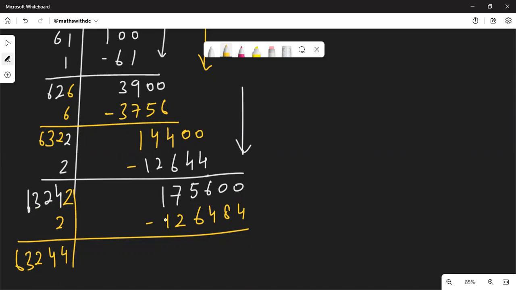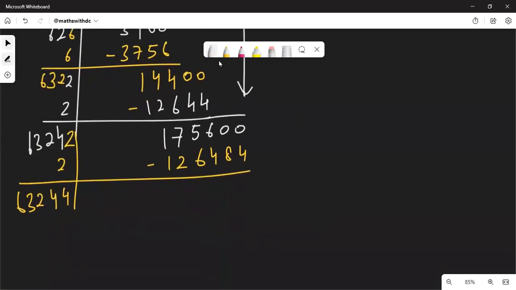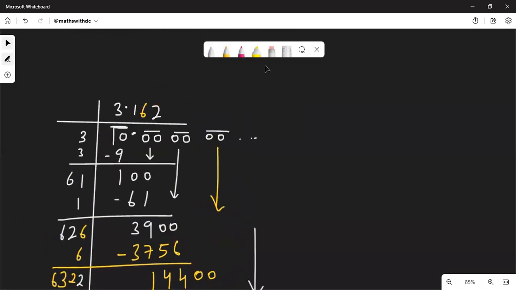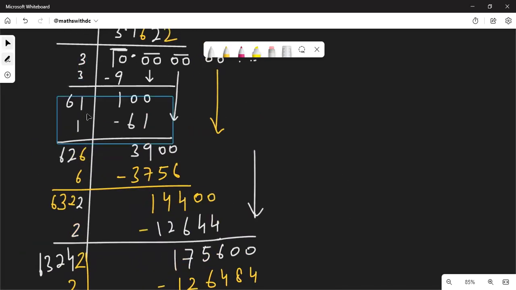Like this, we can continue forever and ever. It will never terminate. But we want to find out 3 places of decimal. Did we write this 2 up there? Yes, one more 2 we should write here. It's up to 4 places, 3.1622. So the square root of 10 is 3.1622.